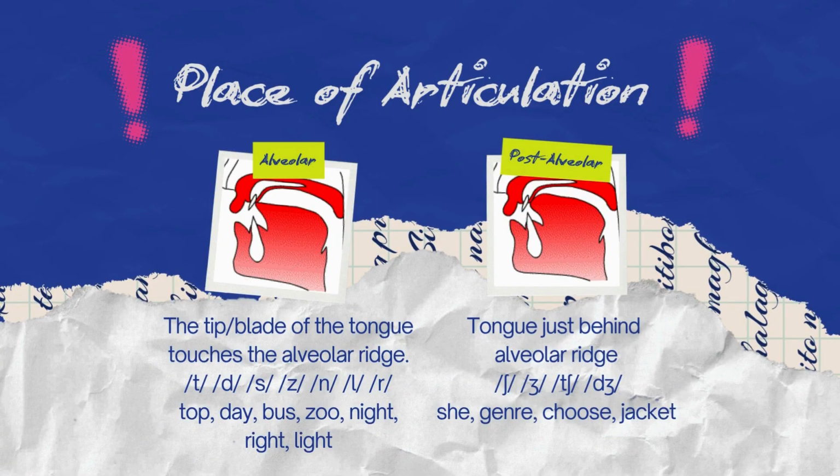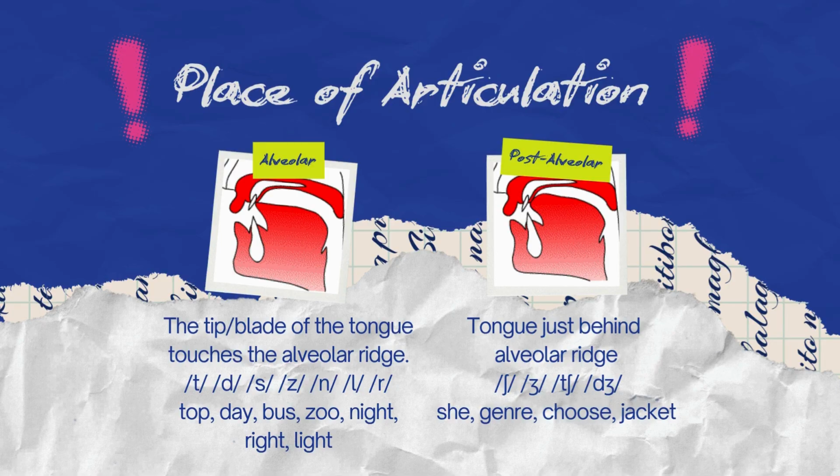Next we have alveolar. Alveolar is produced by the tip of the tongue touching the alveolar ridge. The consonants of the alveolar are t, d, s, and z, like b, n, l, and r. For example, like top, day, bus, zoo, night, right, and late.